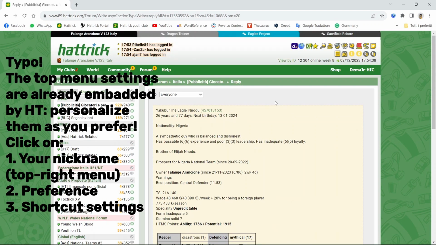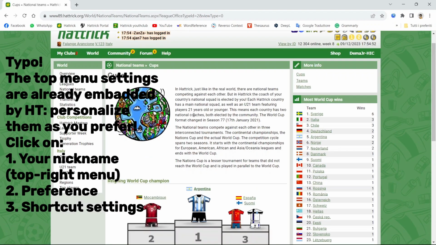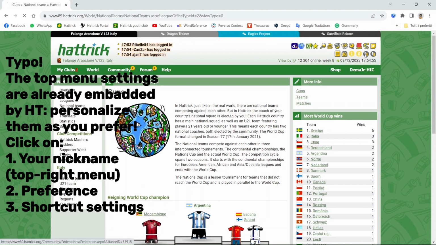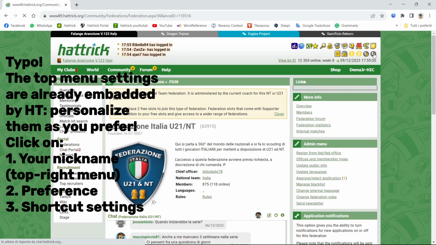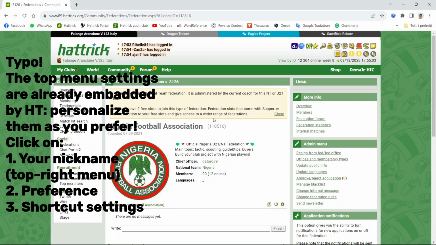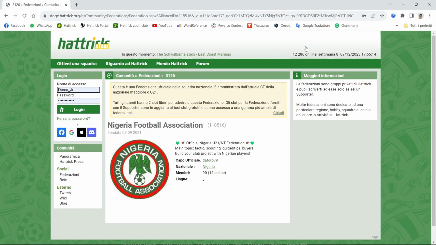Or you can also personalize the top of your home page. For example, here I added other shortcuts. Here I will see the under 21 competition. Here I will see the national team competition. Here I will go directly to the official federation of Italy. Here I can go directly to the official Nigeria Federation for the national team, the under 21. Everything is easy. For example, here I can go directly to Hattrick Stage.